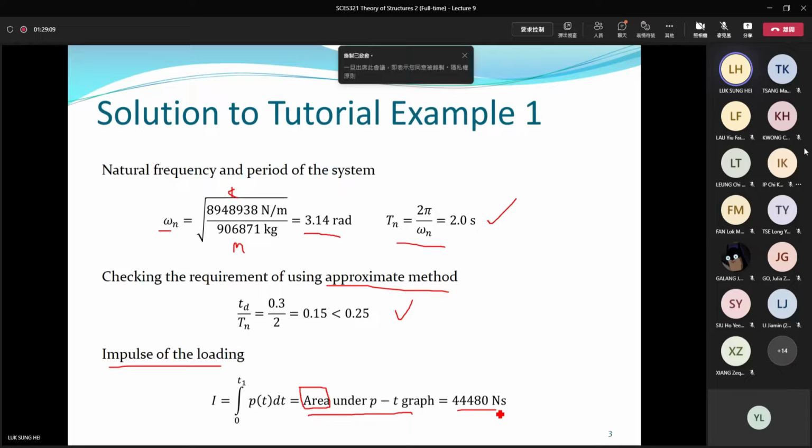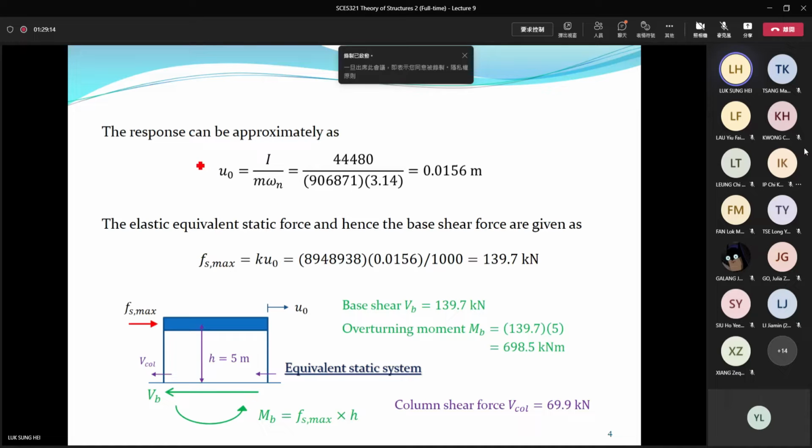Once you know the area, you can use the approximate formula given in the notes. The maximum displacement is equal to the pulse area over m times frequency. We know the pulse area, we know the frequency we calculated at the beginning. The mass is given. So by this simple calculation, you can get the maximum displacement. Maximum displacement is equal to 0.0156 meter. If you like, you may change to millimeter. Up to you.